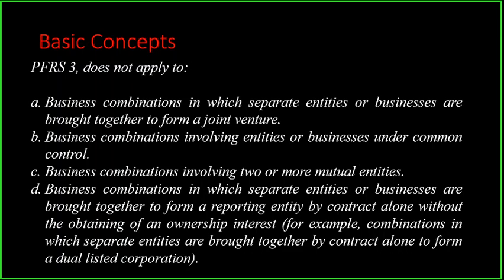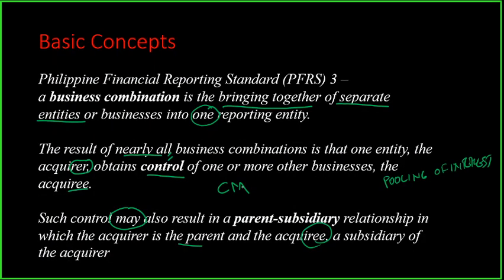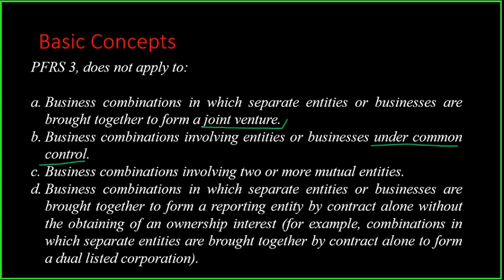So take note, PFRS 3 does not apply to business combinations in which separate entities or businesses are brought together to form a joint venture. We have a separate standard for that. And business combinations involving entities or businesses under common control. Why? If you go back to PFRS number 3, it is the bringing together of separate entities or businesses. So it's not applicable to letter B because in letter B, these businesses or entities are already under common control.